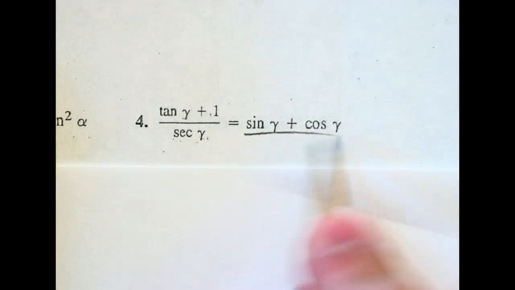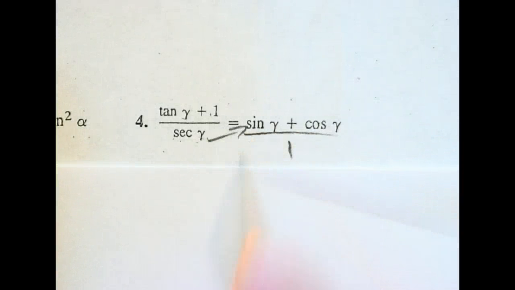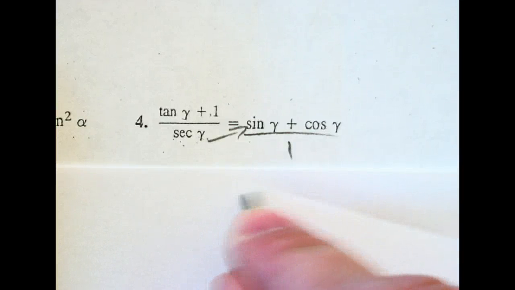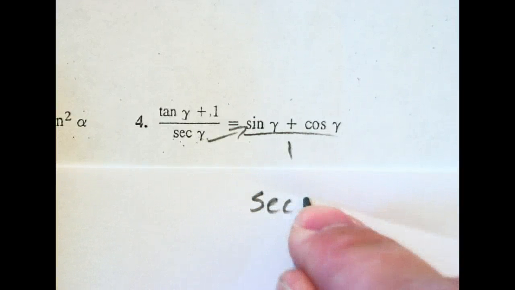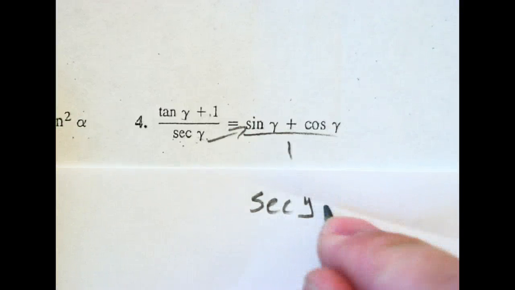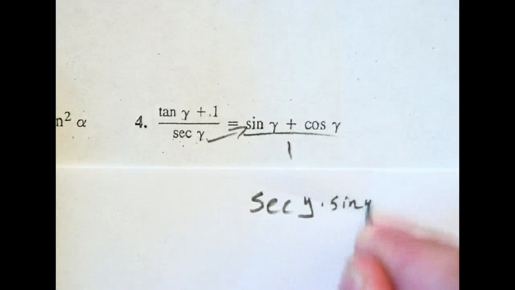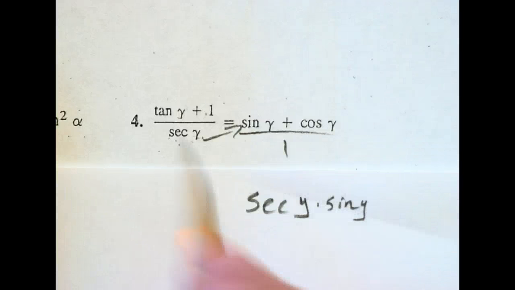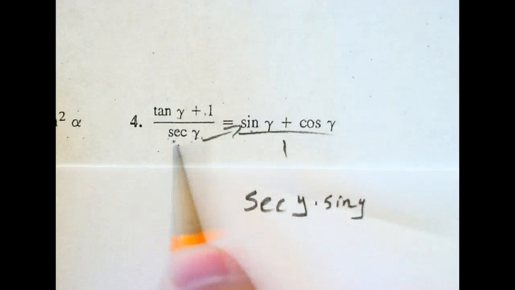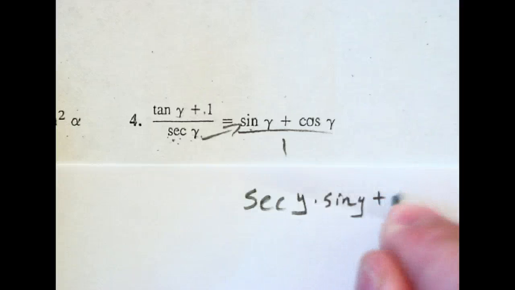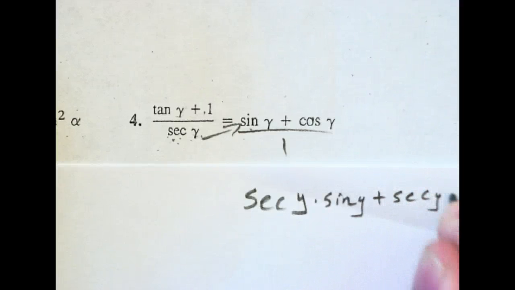Cross multiply. So if I'm cross multiplying, I'm going secant of y. I know that's not a y. Can we just make it theta? You can make it theta if you want. Yeah. Oh, yeah. Okay, secant times sine, and then secant plus secant times cosine.